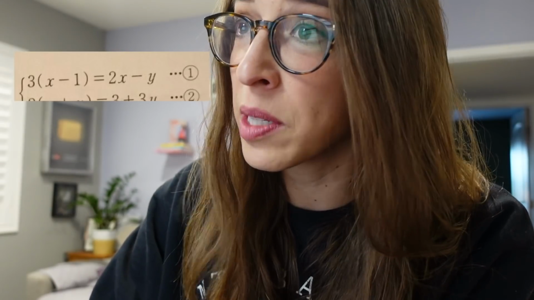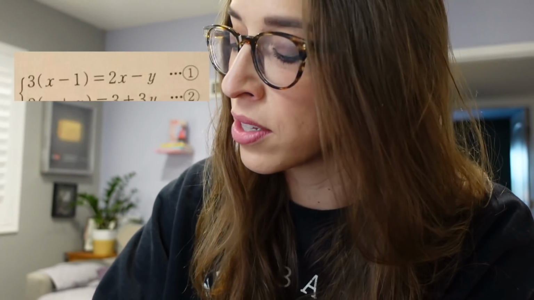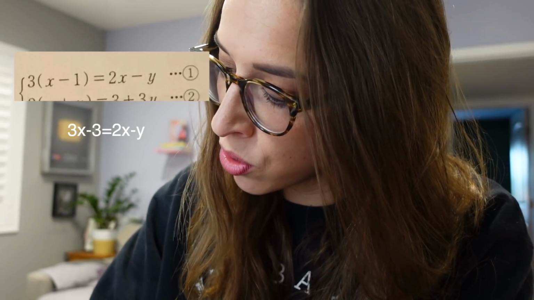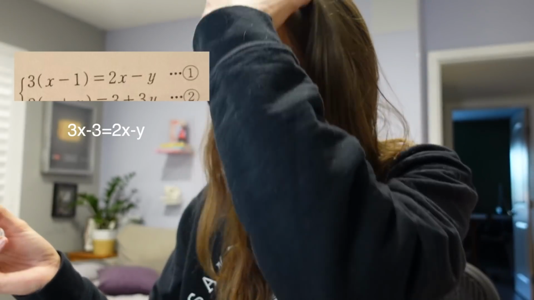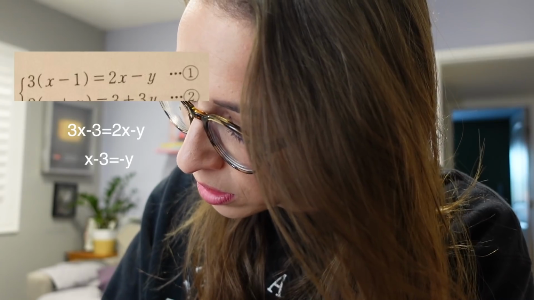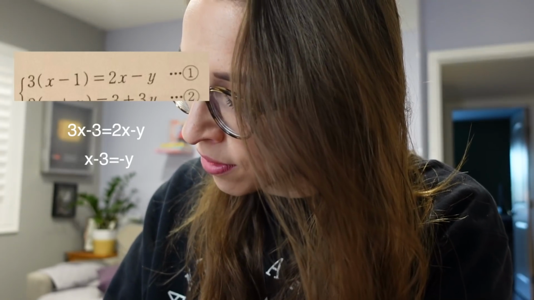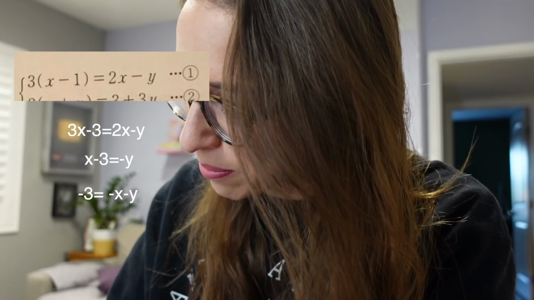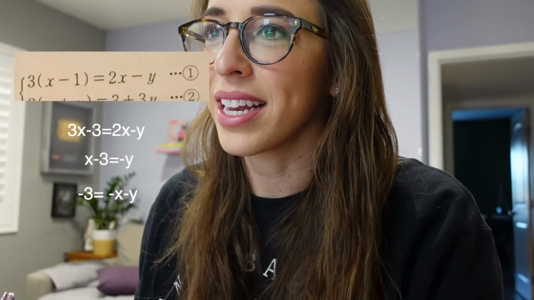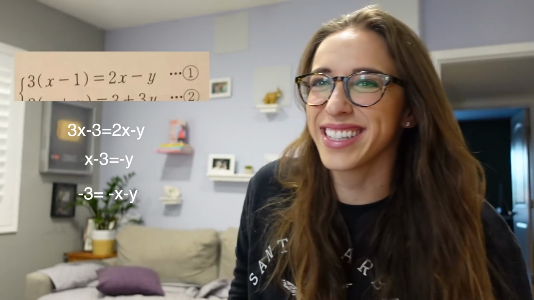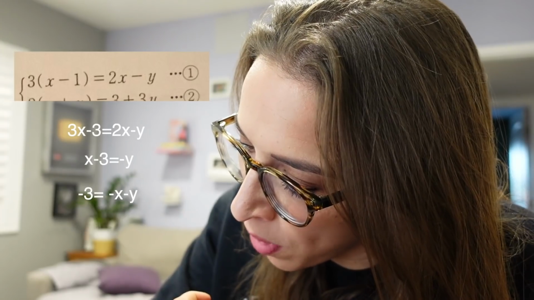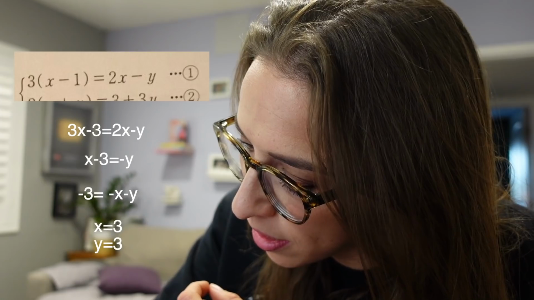So 3 parentheses x minus y in parentheses equals 2x minus y. So that would be 3x minus 3 equals 2x minus y. Well, now you got too much happening. Okay, so that is x minus 3 equals -y. So that's -3 equals negative x minus y. Oh God, there's a lot happening here. So then, I don't like that equation. It's too many negatives. Wow. That's a lot of things happening. So are the x and y intercepts both equal 3?